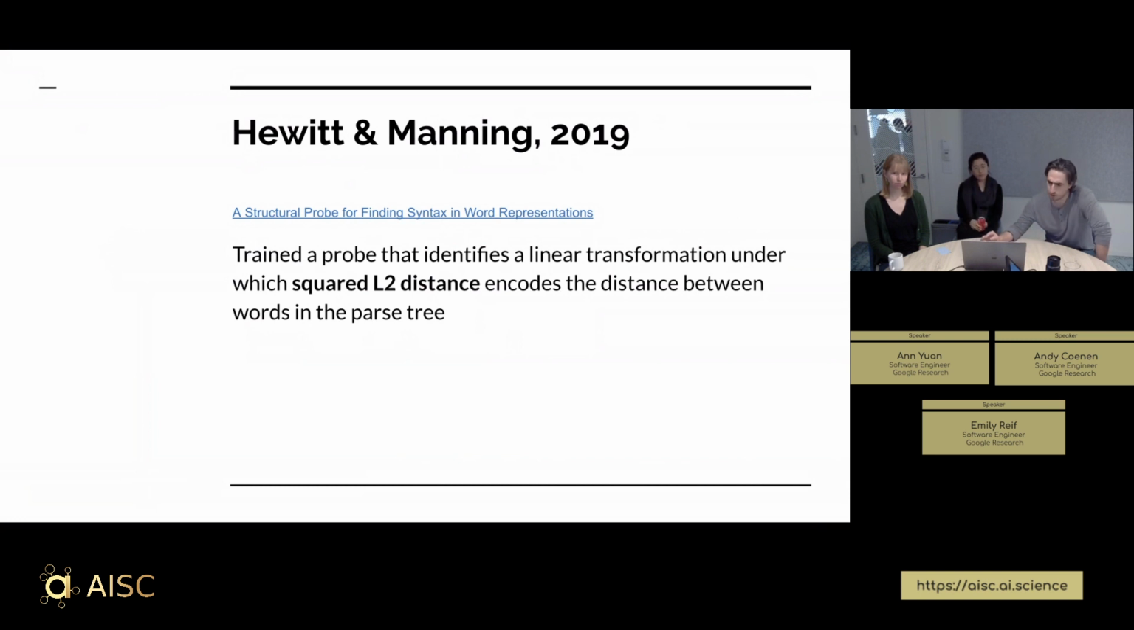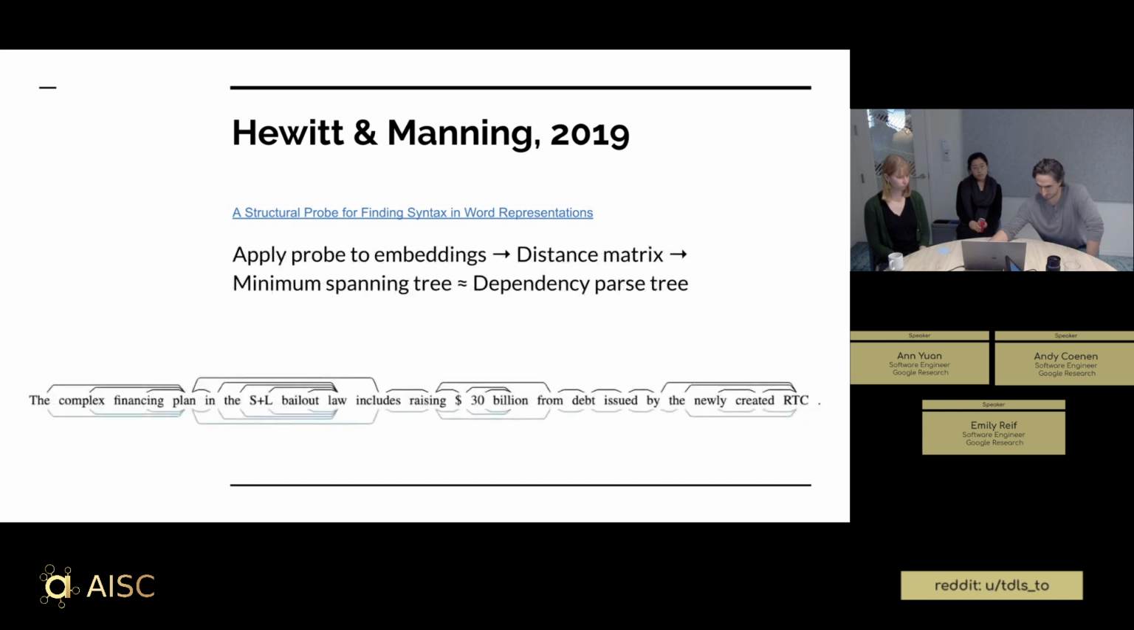I'll go into a little bit more detail about this in a few different slides, but what they did is they trained a probe that is basically a matrix that transforms the BERT embedding space into a different subspace, like a projected space, in which the squared L2 distance between tokens is the same as, or in other words similar to, the distance between the words in a parse tree. So it's a lot to digest, and I'll go into a little bit more detail in a sec.